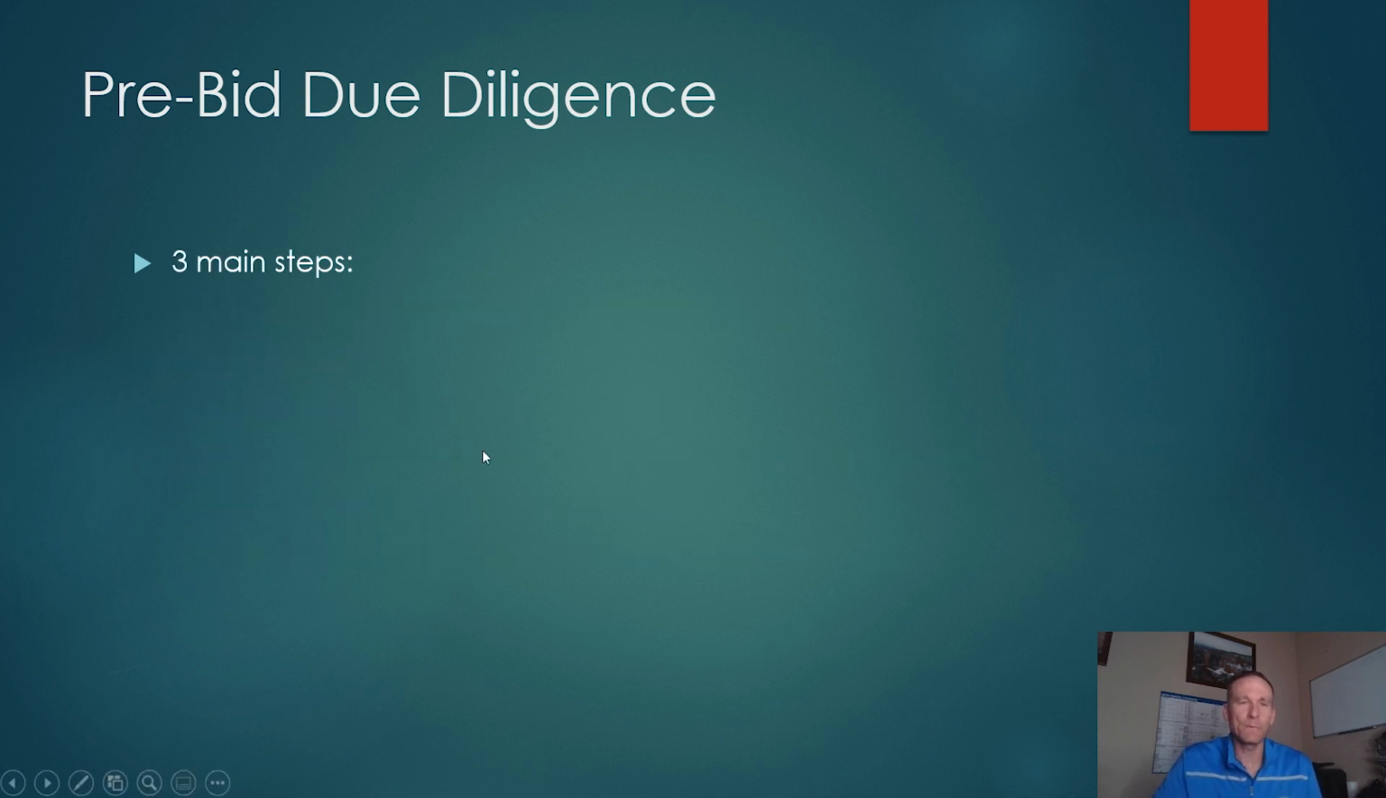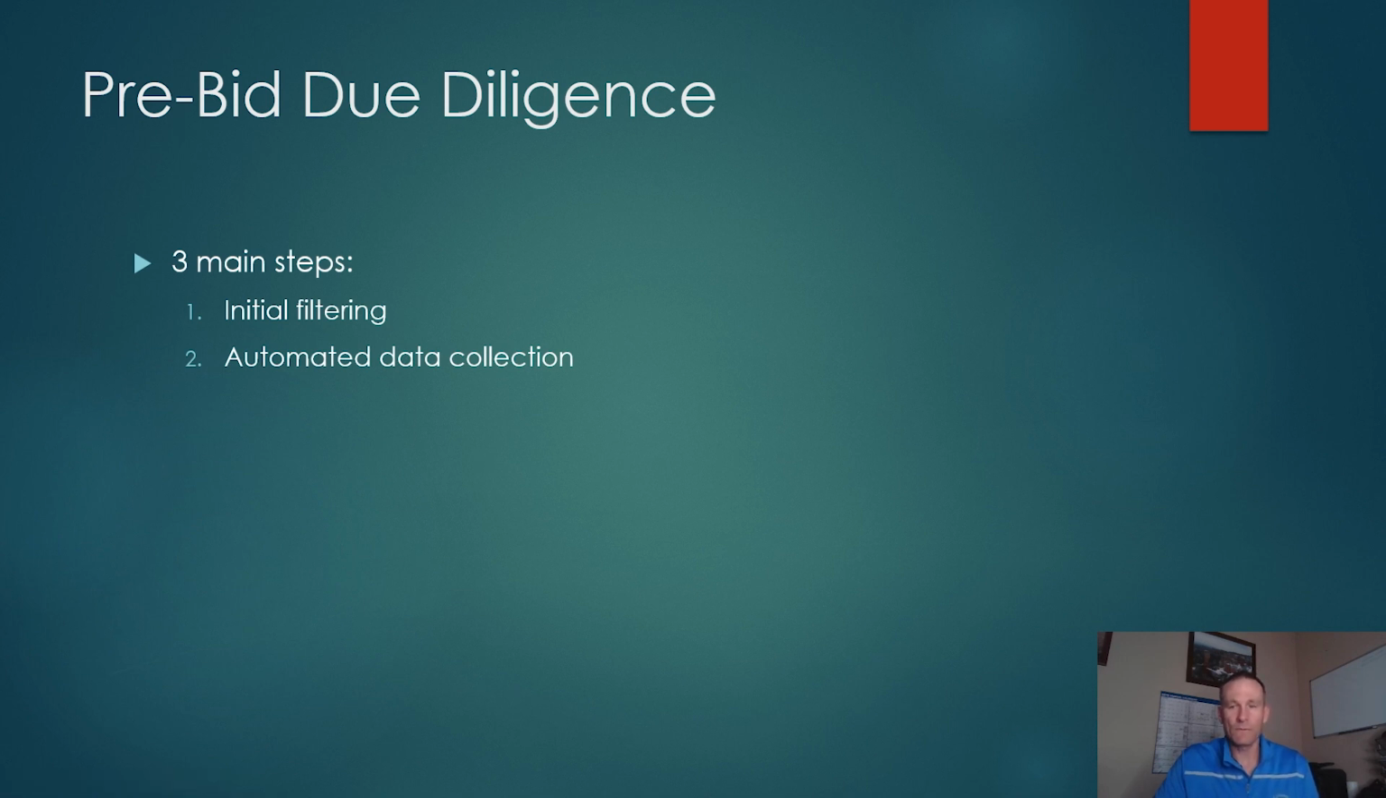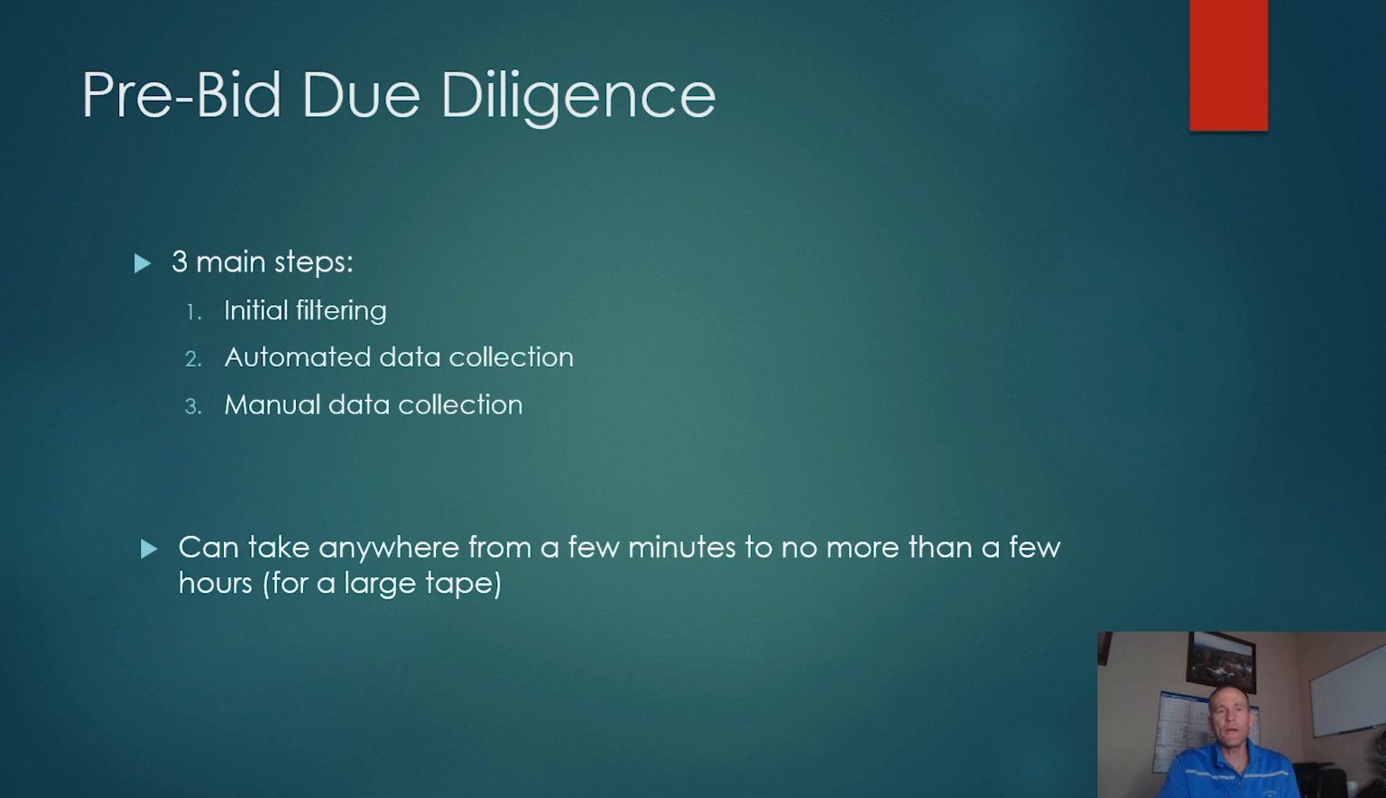And there are three main steps in the pre-bid process. The first one's our initial filtering, which we've already talked a little bit about, the set of initial filters. We're going to do our automated data collection. That's when we're going to use our spreadsheet to pull in Zillow data if it's a large tape, or maybe pull in some Google data. Then we're going to pull in the manual data that we can't get through our other spreadsheets. That might be looking up Trulia crime data or some other data online. And as far as timeline, this can take anywhere from a couple minutes if it's a small tape, but really should take no more than a couple hours, even if it's a really big tape.